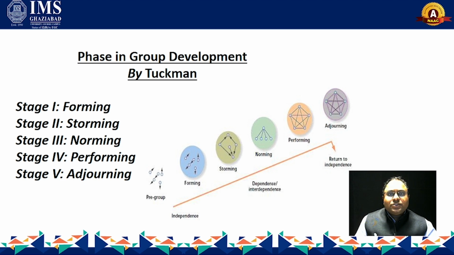Next are the group development stages given by Tuckman. Tuckman has given 5 different stages, and Tuckman said that if the first stage is complete, then only can we move to the second stage, and when the second stage is over, then only can we move to the third stage, and when the third stage is complete, we go to the fourth stage, and at last we reach the final destination of group formation.